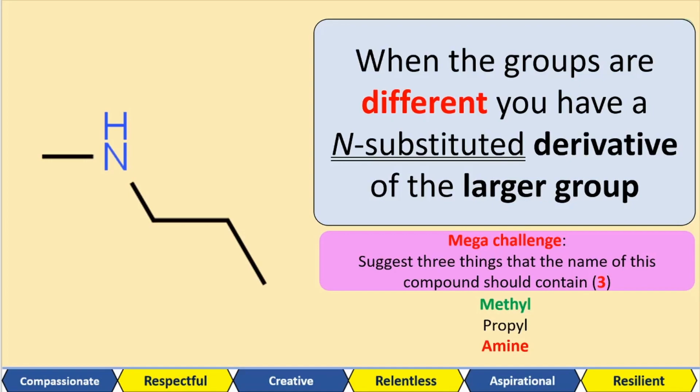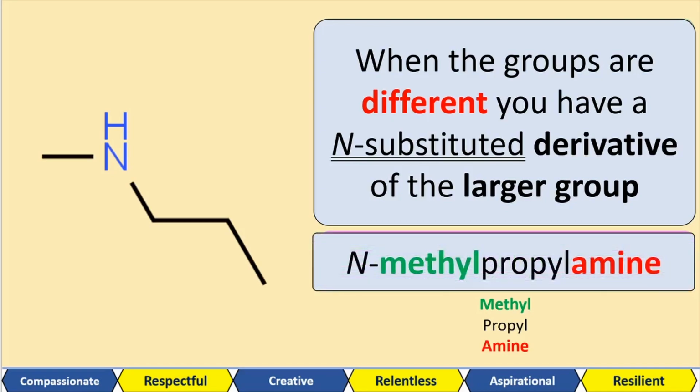What does that mean? That means we look at the larger carbon chain, and that will stand as the base name. And then the smaller chain will be the N-substituted derivative, okay? So let's look at how we should name this. The largest carbon chain group is propyl, so we've got a propylamine. And it's N-substituted with a methyl, so that's N-methylpropylamine.